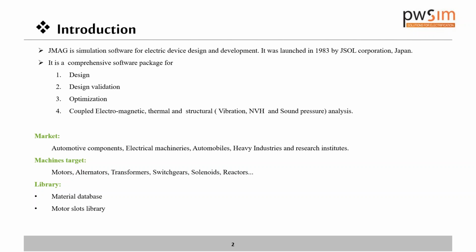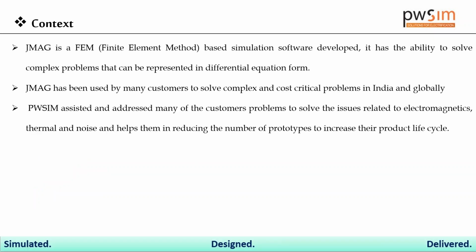And like I told you, we can design any type of electromechanical components using JMAG. We can do motors, alternators, transformers, switchgears, solenoids, as well as reactors. Particularly, today's focus will be entirely on the motoring part. So if I go forward, like I told you, JMAG is a finite element tool which is used to solve complex problems in a very cost-critical way.